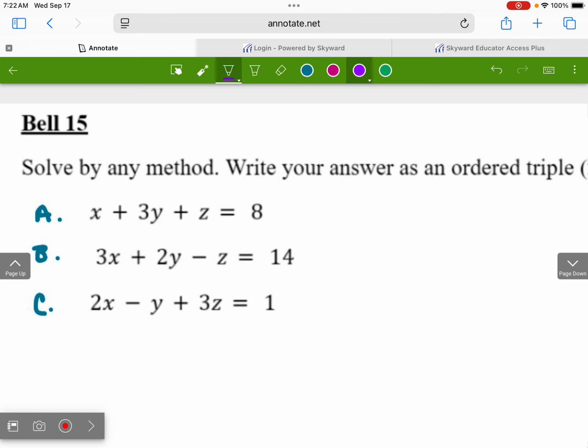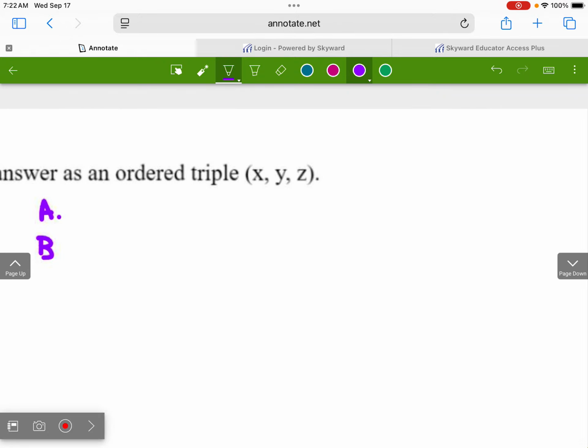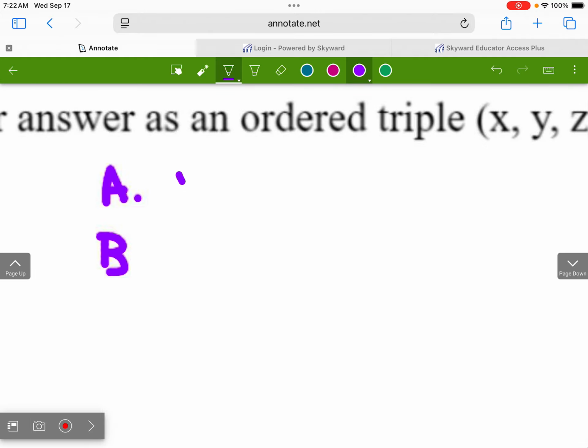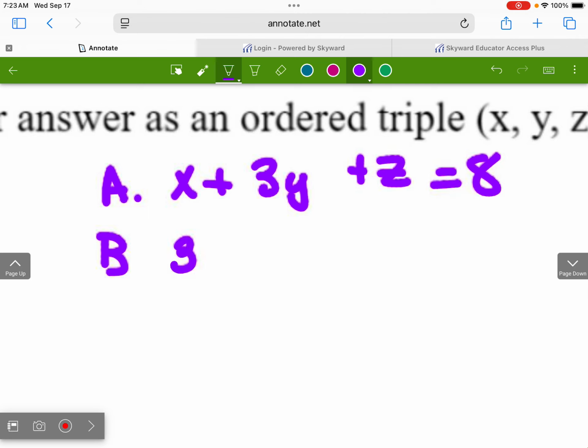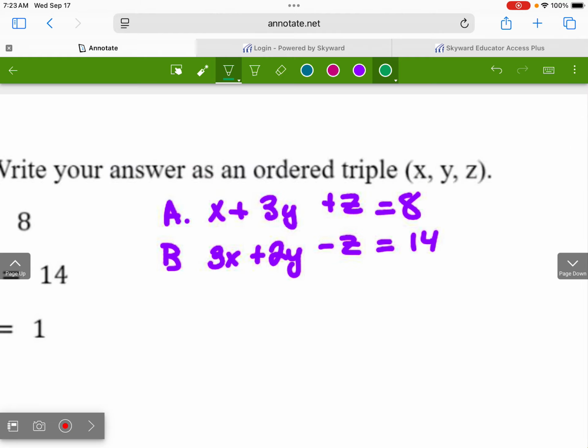A and B, just exactly as they are, that Z is going to eliminate out, so that's an absolutely valid choice to start. So we're going to take A and B. That's going to give me x plus 3y plus z equals 8, and our 3x plus 2y minus z equals 14. So I'm just taking these top two equations, and we're doing that over here.